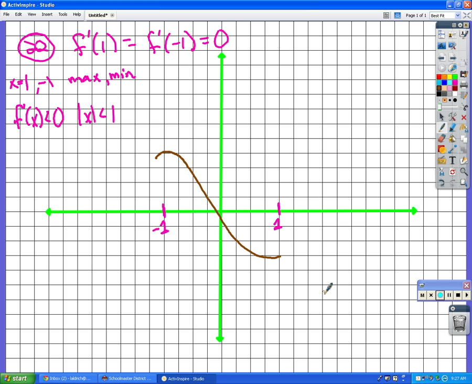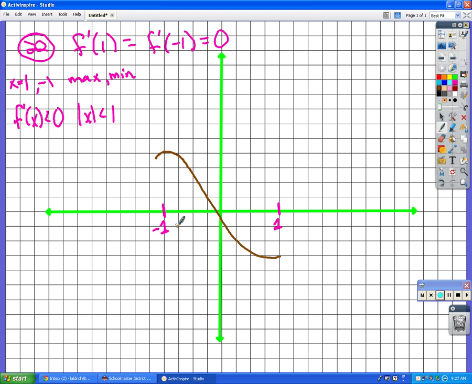Okay? So that means that 1 is going to be a minimum, and negative 1 is going to be a maximum. And I went from negative 1 to 1 because the absolute value means the distance from 0. So as long as I'm between negative 1 and 1, my graph has to be going down. Might have to change that shape later. Don't copy it down yet.